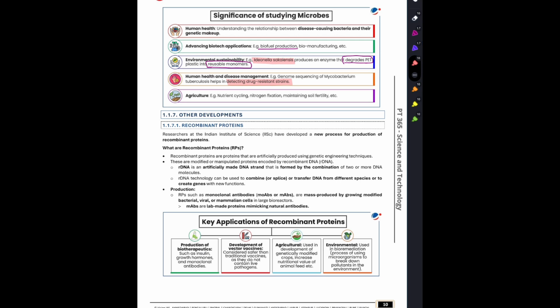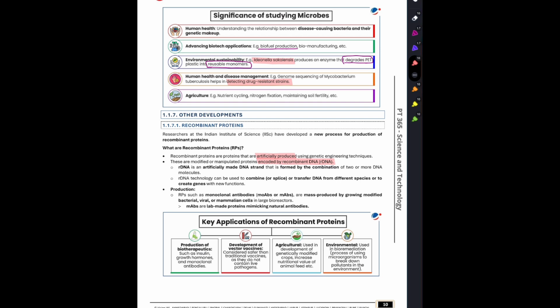The other developments in the field of biotechnology. First is recombinant proteins. Researchers at the IISc have developed a new process for production of recombinant proteins. So, what exactly are recombinant proteins? Recombinant proteins are proteins that are artificially produced using genetic engineering techniques. These are modified or manipulated proteins encoded by recombinant DNA, rDNA. rDNA is an artificially made DNA strand that is formed by the combination of two or more DNA molecules.